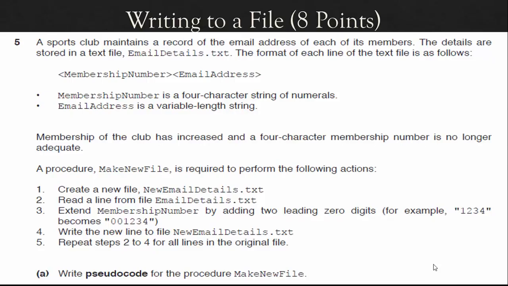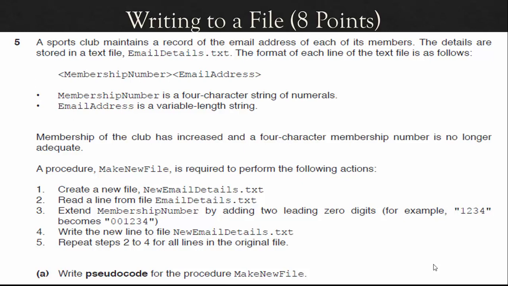Sports Club maintains a record of the email address of each of its members. Details are stored in a text file, email details.txt. The format of each line of the text file is as follows. We've got a membership number followed by an email address. Membership numbers are 4-character string of numerals. We've worked with those. Email address, variable length string. We've worked with those. Membership of the club is increased and a 4-character membership number is no longer adequate.